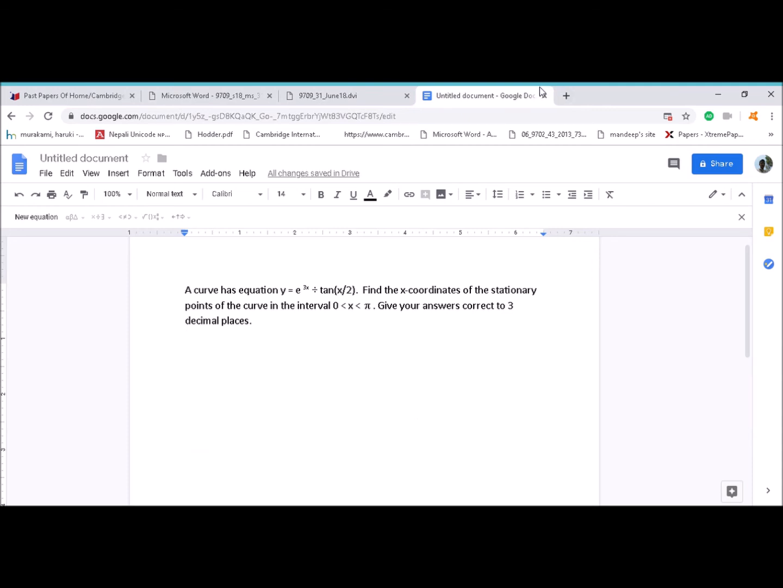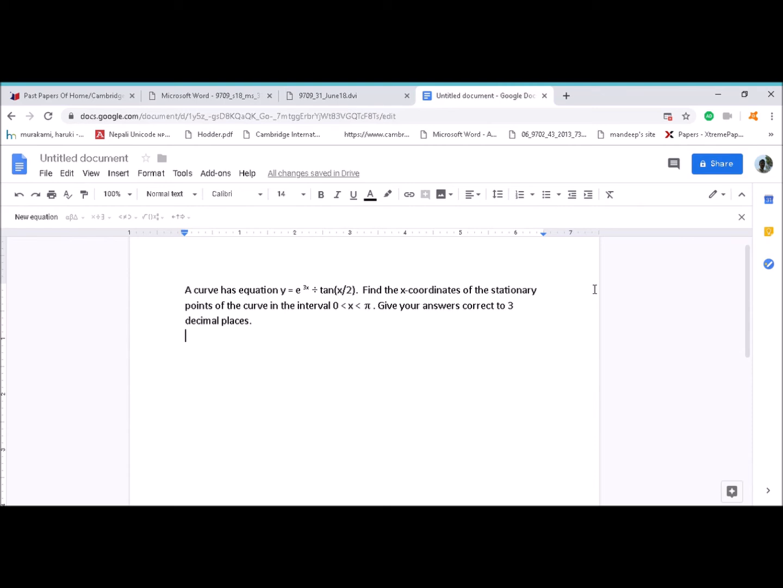A curve has equation y equals e to the power 3x divided by tan of x over 2. Find the x coordinates of the stationary points of the curve in the interval 0 less than x less than pi. Give your answer correct to 3 decimal places. Let's jump into this, guys.